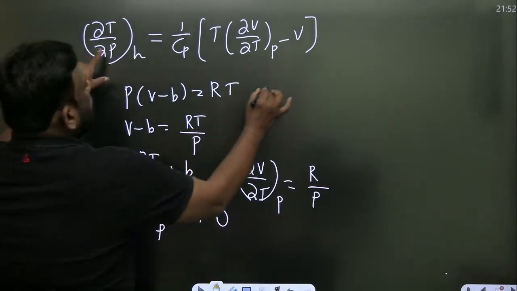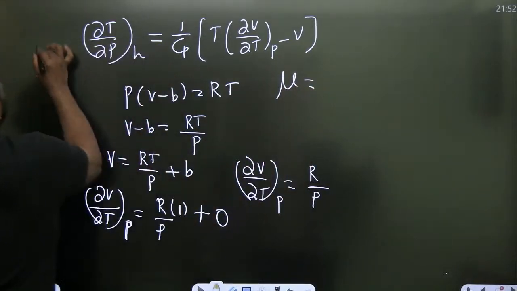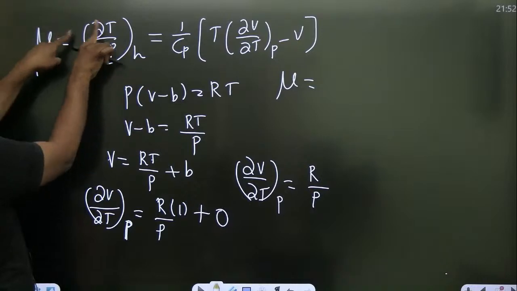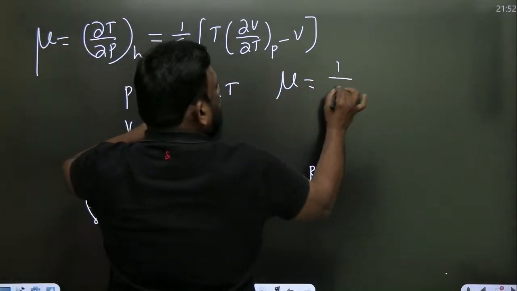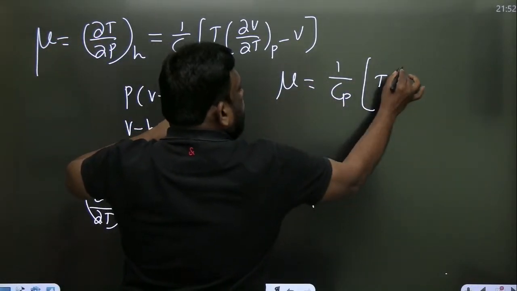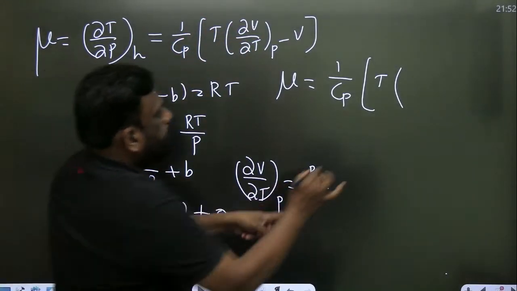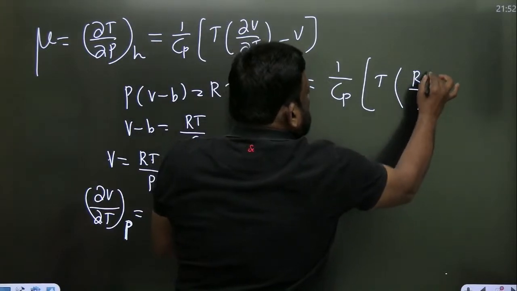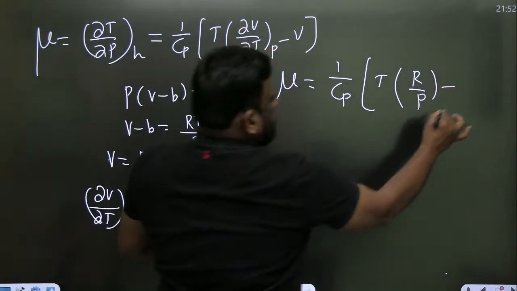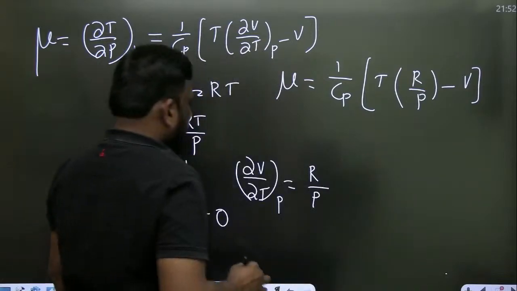ठीक है सर. So mu लिखेंगे इसको. This is nothing but Joule-Thomson coefficient mu. This is Joule-Thomson coefficient. Mu is equal to 1 by Cp into T into dou V by dou T at constant P minus V. What is dou V by dou T at constant P? R by P. ठीक है. Excellent sir.